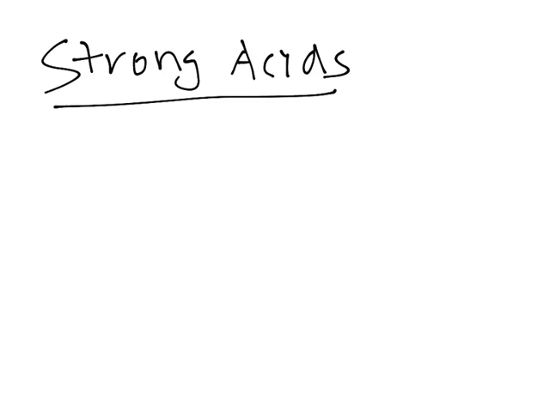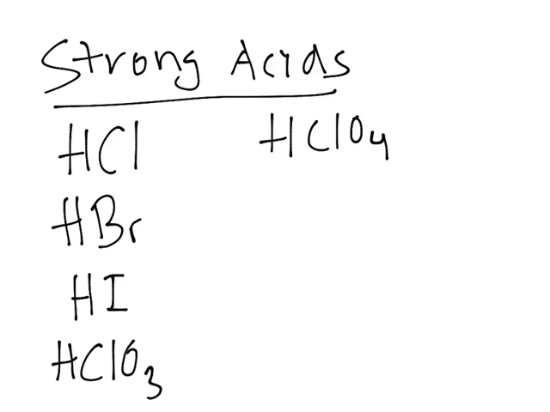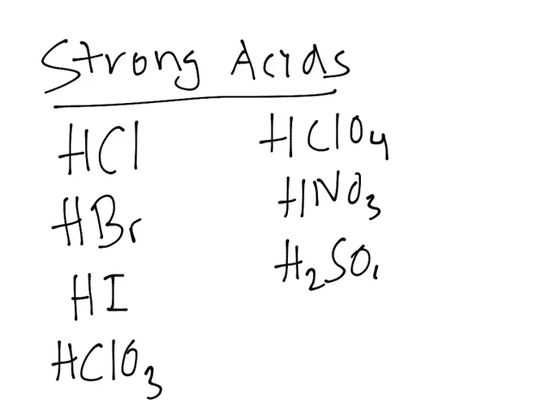So there are 7 strong acids. And these are HCl, HBr, HI, HClO3, HClO4, HNO3, and H2SO4. And well, these 7 strong acids will ionize 100% in water.